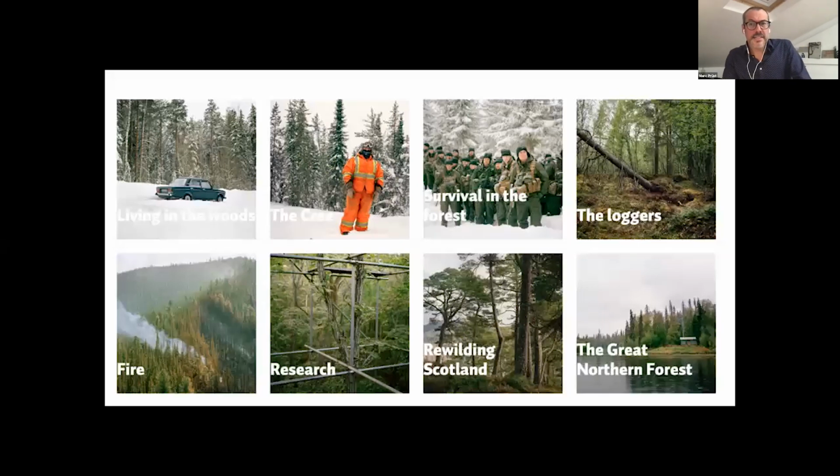And here are the 8 different stories. This is a screenshot from his website. Each story has its own content and its own approach. There's a man who's living in the forest. There is how to survive in the forest. There are people who work in the forest logging. There's a story about forest fires. There's a story about a research team that works in Japan, and then there's all this academic research on forests. There's a story about rewilding, where they are replanting a boreal forest in Scotland.